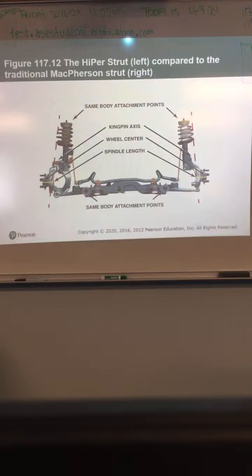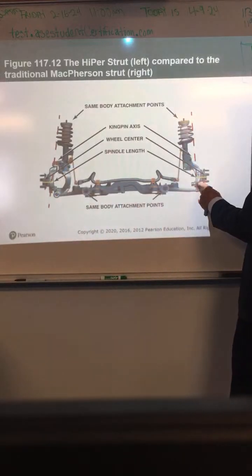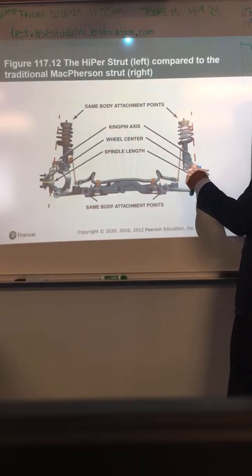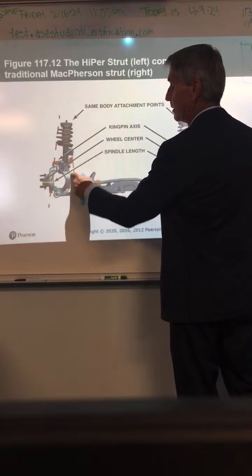That is a hyper strut compared to a conventional McPherson strut on the right. Not a whole lot of difference, but basically this is what you're going to notice mostly, is where it hooks. The regular old McPherson strut, you'll just have 2 bolts that go to your steering knuckle here. This one will actually have an arm that goes up here.